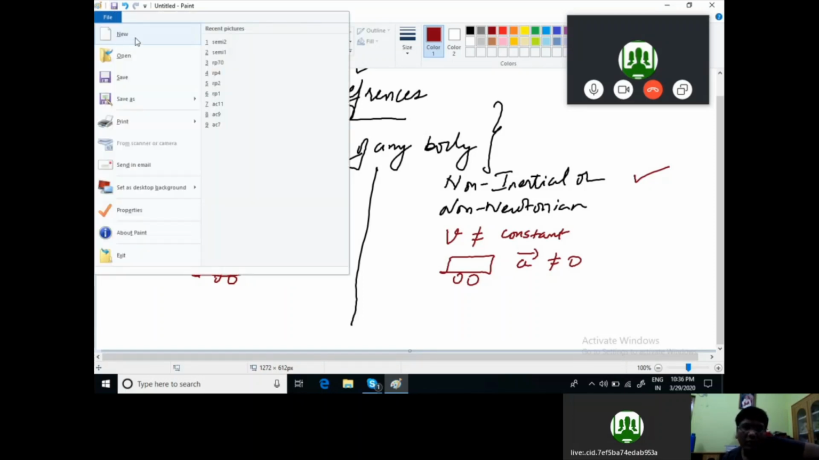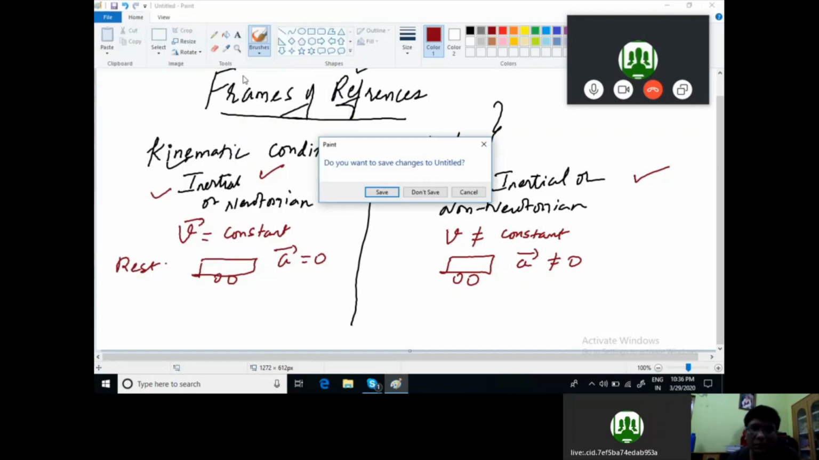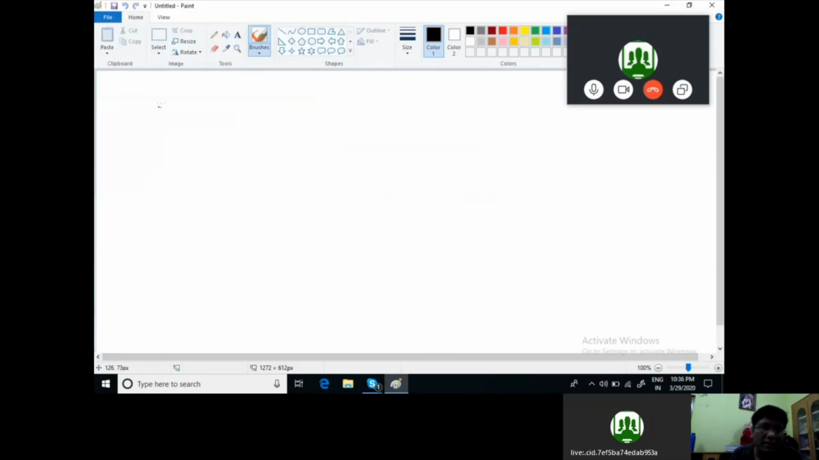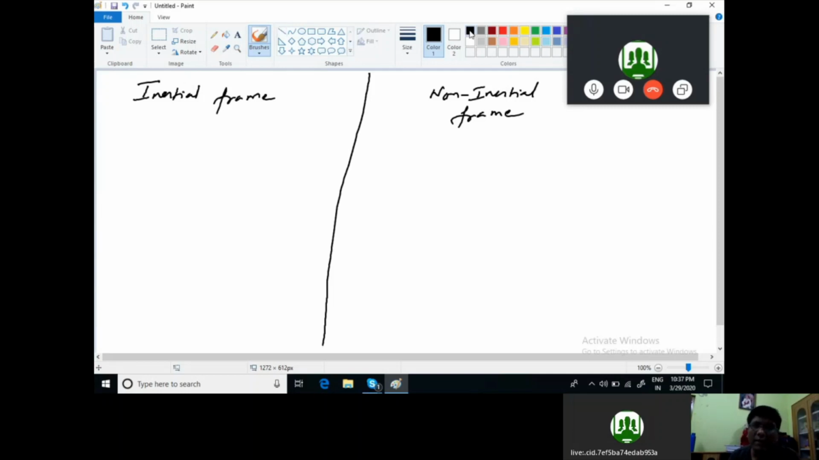So what are the basic principles behind this? Let us understand the inertial frame and the non-inertial frame. In case of the inertial frame, you can apply all Newton's laws. All Newton's laws are applicable here.